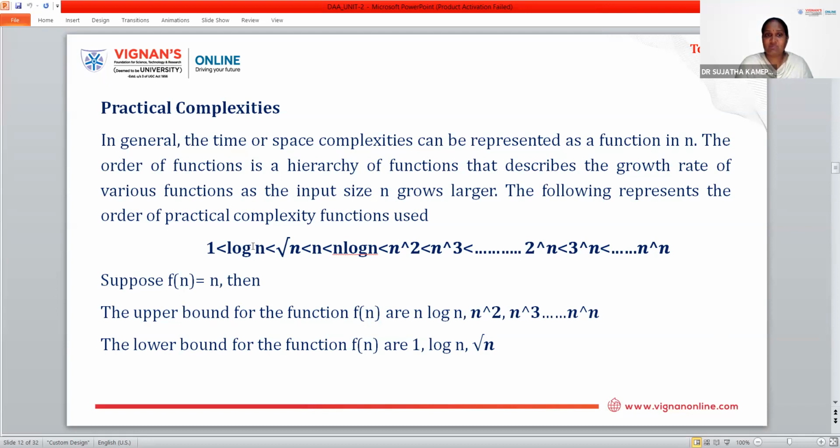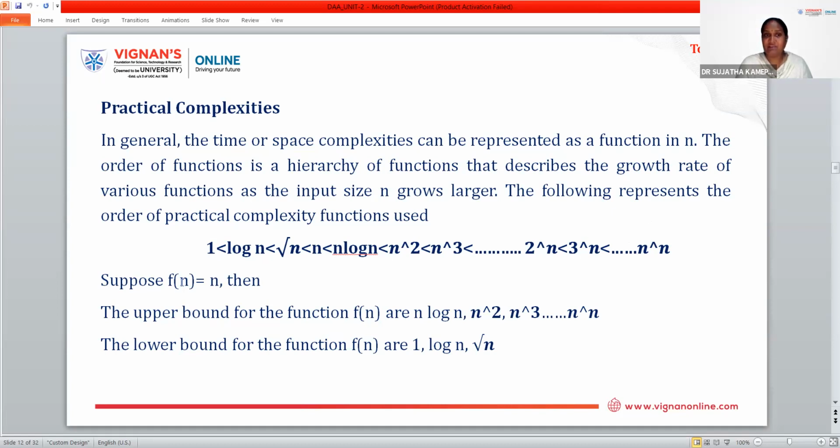Here, this becomes one function, this becomes another function, this becomes another function. How is the order of growth? For the smaller inputs, it has order one. For the next, it has log n. As the size grows, next it gives root n. As the size grows, it gives n. As the size grows, it gives n log n. Like that, n square, n cube, 2 power n, 3 power n, and so on, n power n. Like this, the complexities can be represented. So this is the maximum complexity, and this is the minimum time complexity.